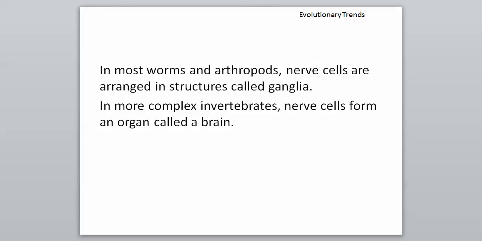And then in most worms and arthropods, our nerve cells are arranged in structures called ganglia. So again, the worms are a little bit better off than the sponges are. However, they're not up with the insects in the more complex area because they do not have a brain. So worms kind of fall in the middle. They can respond, but their response isn't as detailed or as complex as what an insect would be able to do.